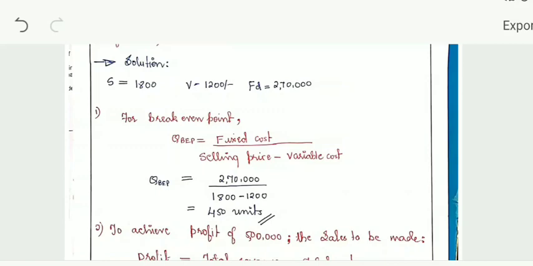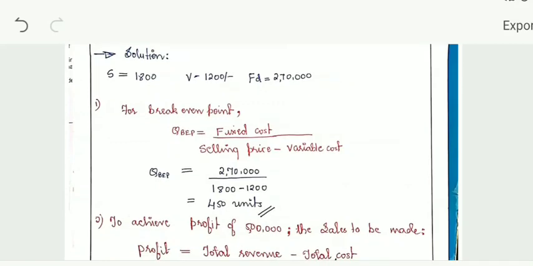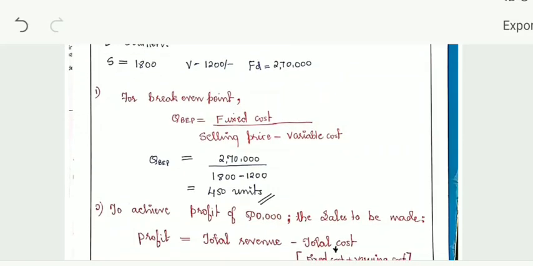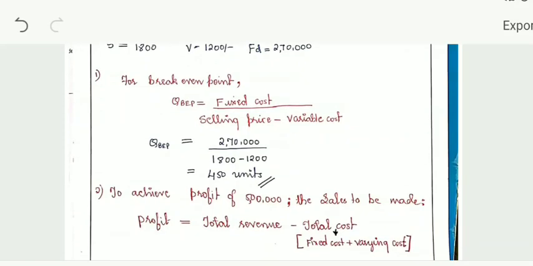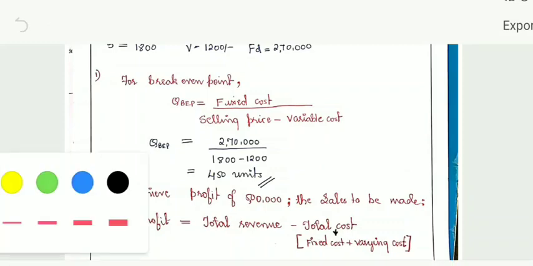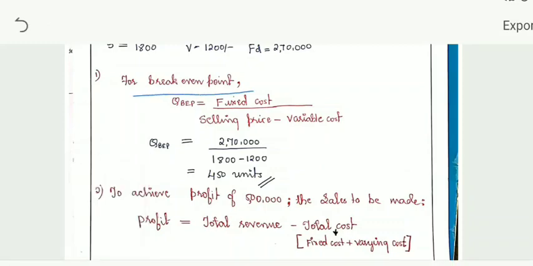Fine, so the solution. In the numerical the selling price is given as 1,800, variable cost is given as 1,200 and the fixed cost is 2,70,000. So to determine the break even point, we know it is fixed cost divided by selling price minus variable cost. How we have arrived at this formula, you have seen before, right? So it will be 2,70,000 divided by 1,800 minus 1,200, it will be 450 units.